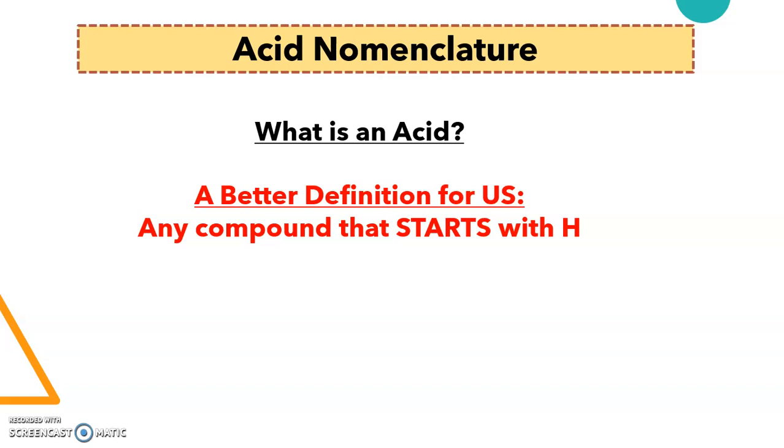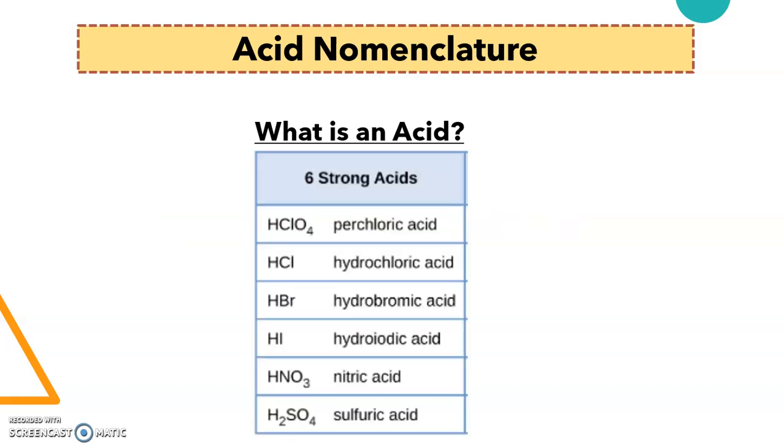For us, the easiest way to recognize an acid is to look at the compound formula, and if it begins with H, with hydrogen, that's a great indication that we're dealing with an acid. Here is a list of some very common acids. Notice what they all have in common: all of them start with that letter H, indicating that it's an acidic compound.